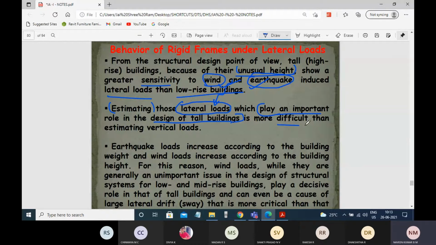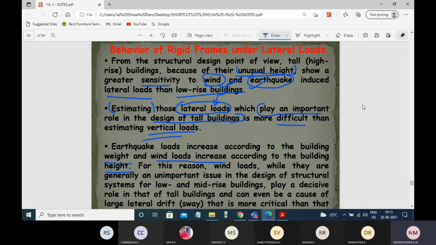And it is more difficult when considering lateral loads. Sorry, gravity loads. Gravity loads are vertical loads, right? So you can consider dead load and live load, and you can easily design the structural members. Whereas in the case of tall buildings, where lateral loads are considered, designing each member is quite difficult when compared to gravity load design. And again, earthquake loads increase according to the building weight, and wind load increases according to the building height.